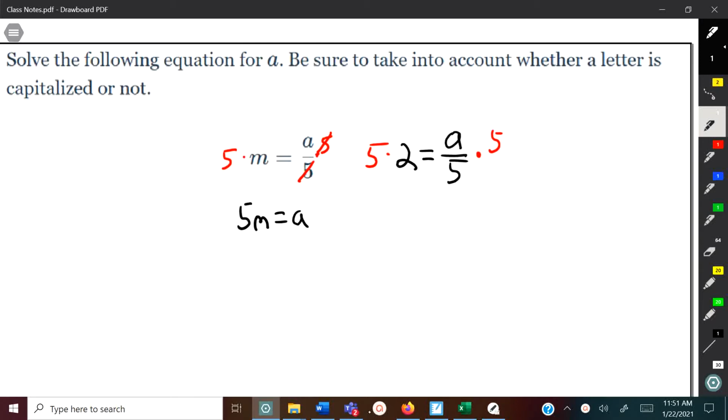And that's it. That is how you solve literal equations. And for Delta Math, this is level 1. In my next video, we're going to do level 2.